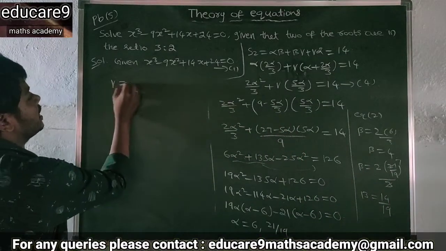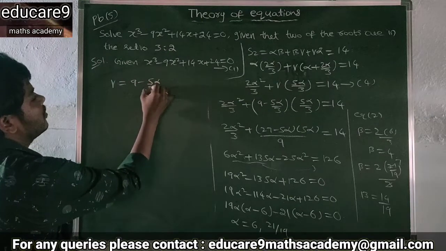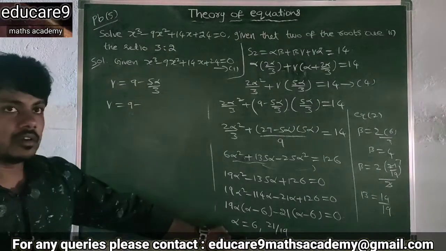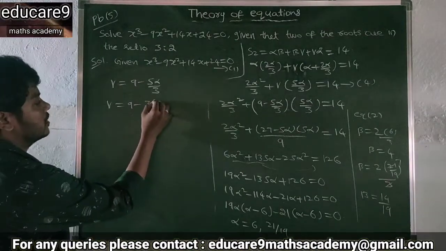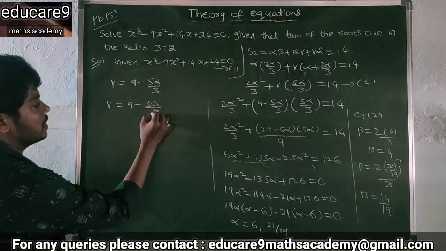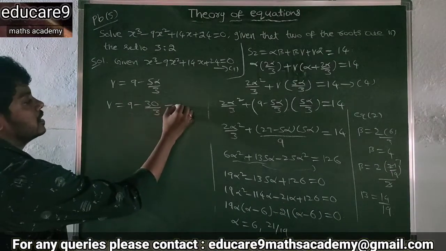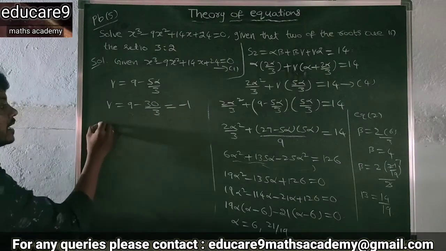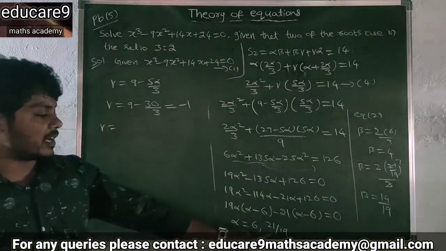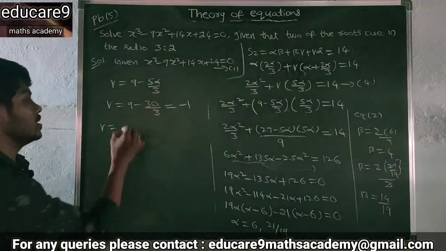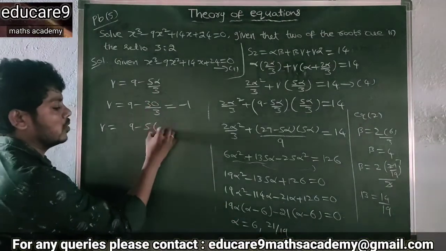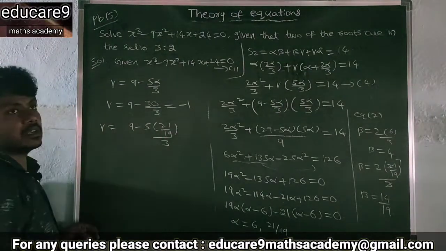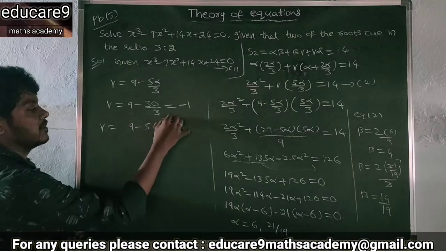So from equation 3, gamma is equals to 9 minus 5 alpha by 3. That is gamma is equals to 9 minus 5 into 6, 30 by 3. So 3 10 ja. 9 minus 10. We get minus 1. Again, gamma alpha value is 21 by 19. Substitute here. So 9 minus 5 into 21 by 19 by 3. So 3 1 ja 3 7 ja.